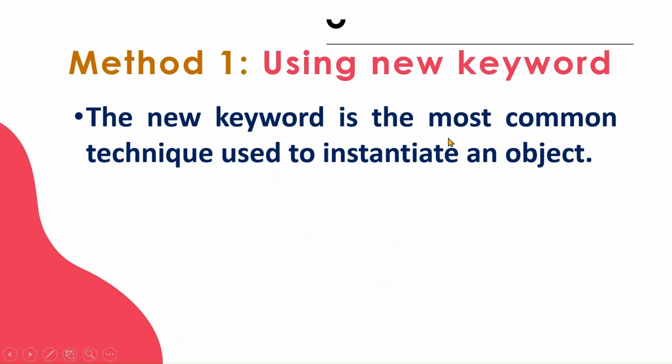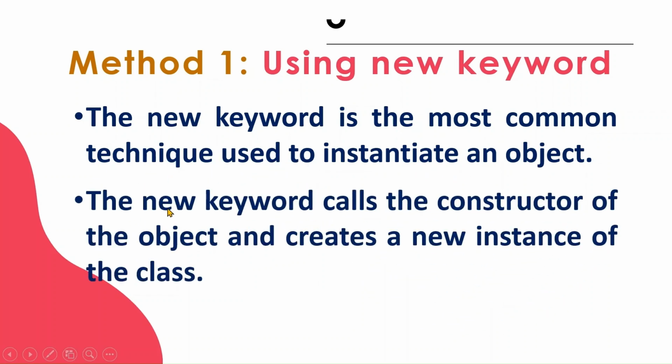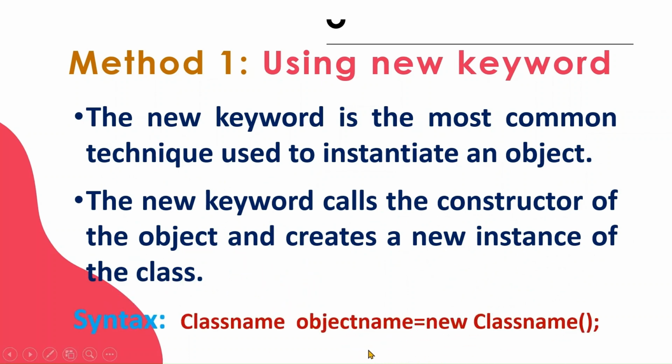the new keyword is the most common technique used to instantiate an object. Instantiate means creating an object. Now the new keyword calls the constructor of the object and creates a new instance of the class. So here if you can see the example syntax, here we write the class name for which I want to create an object. The class name you need to write. The object name is user defined. You can give any name as an object name.